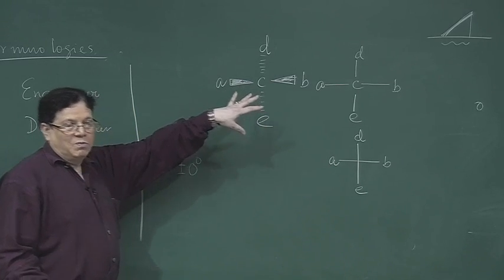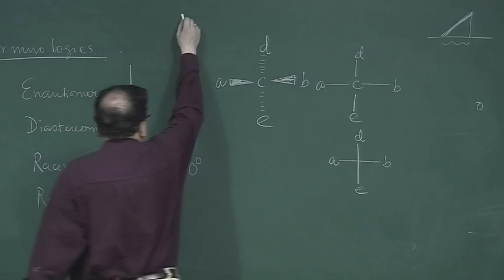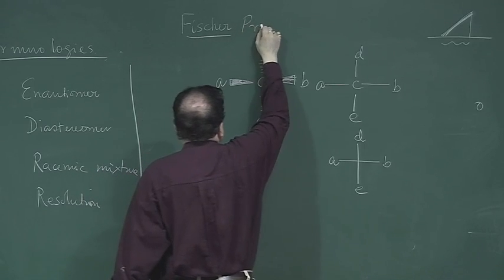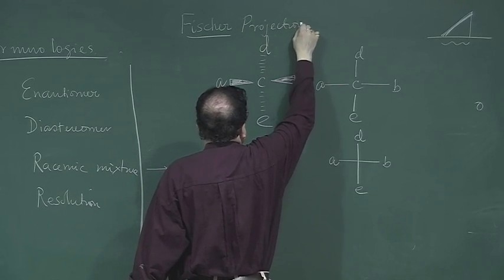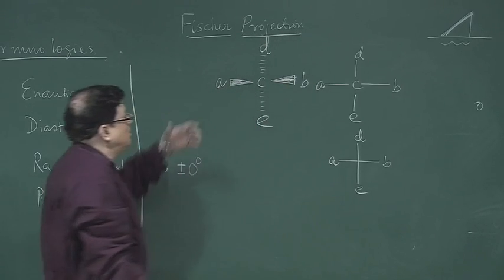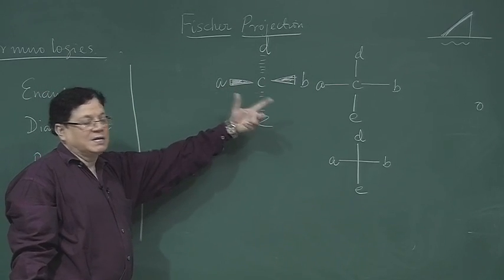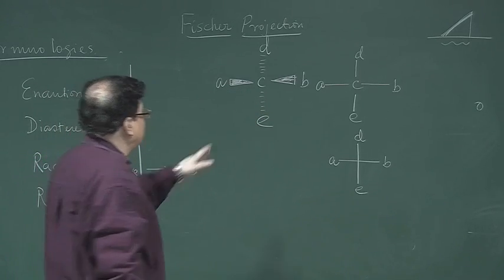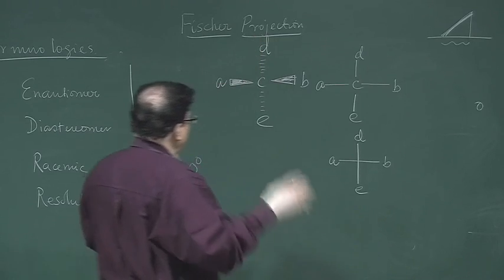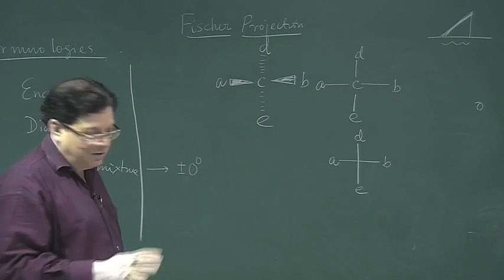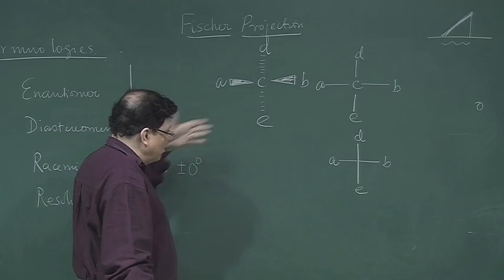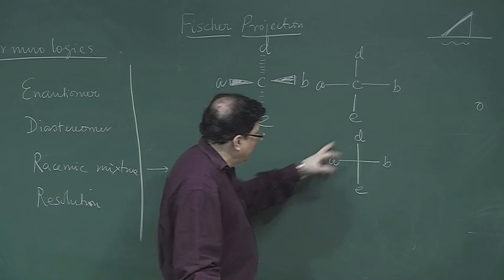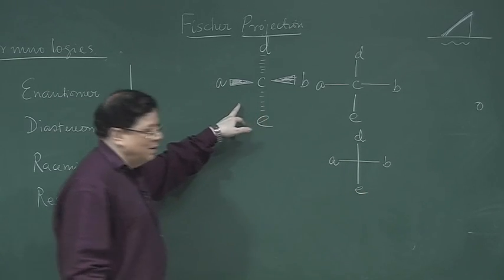That means, while drawing the Fischer projection formula, I should write this is the Fischer projection formula. In the Fischer projection formula, the molecule is first held in such a way that the horizontal bonds are towards the observer and the vertical bonds are going away from the observer, and then you take a projection on the reference plane, in this case the board, and then you will see that you are forming a cross, and then you put the atoms again. So, this is the Fischer projection of this molecule.